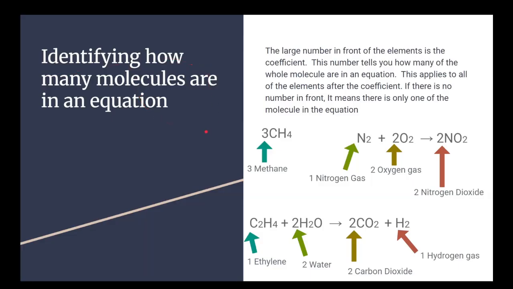Identifying how many molecules are in an equation is our next step. This big number in front is our coefficient. So if there is no number in front, there's 1, because remember, we have invisible 1s. So here we have an invisible 1 next to this carbon in this methane. So there is 1 and 3 of the whole methane molecule.